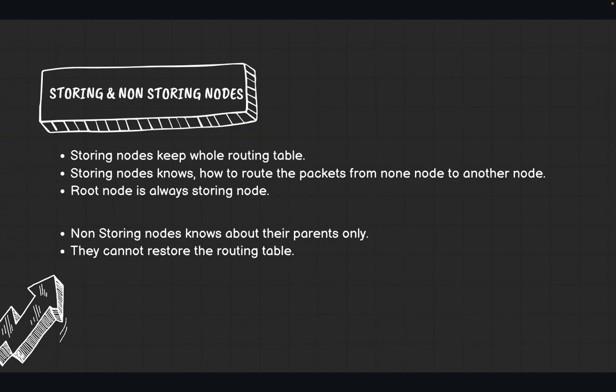Root node is always a storing node. Actually, the top DODAG node, the root node, will be a storing node which has all the information about the network. Next, non-storing nodes know about their parents only. They cannot store the routing table. There will be no routing table for that particular node.